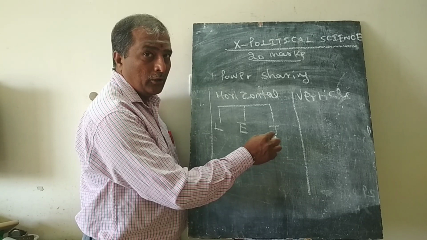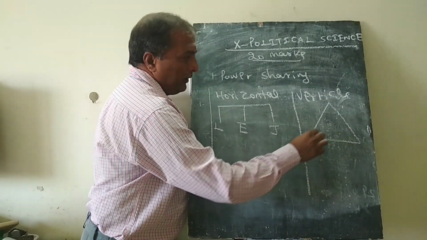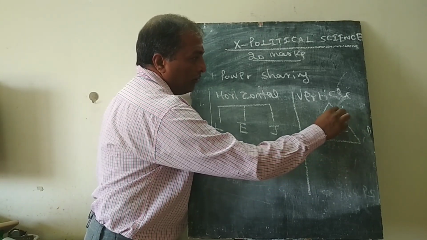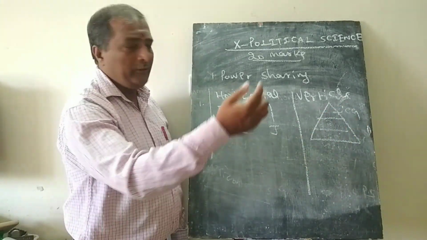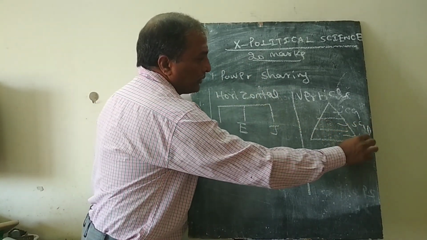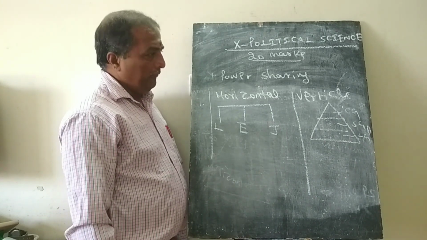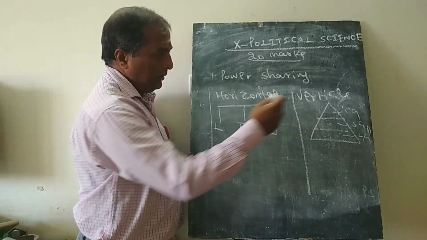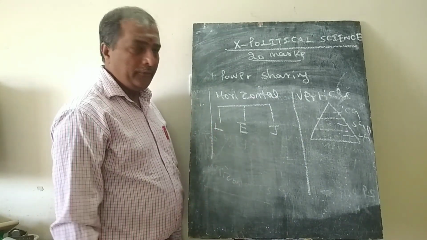Now comes the fourth concept. The fourth concept you have to learn is reasons for power sharing. Why do we need power sharing? Often the question comes, why should power be shared? Why not be centralized? Why not be left with a particular person or particular authority? The main spirit of democracy is to share the power.